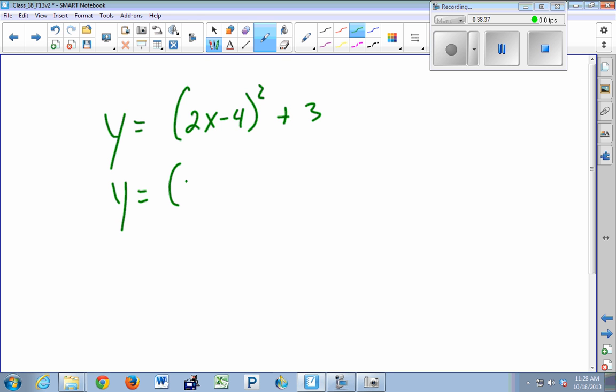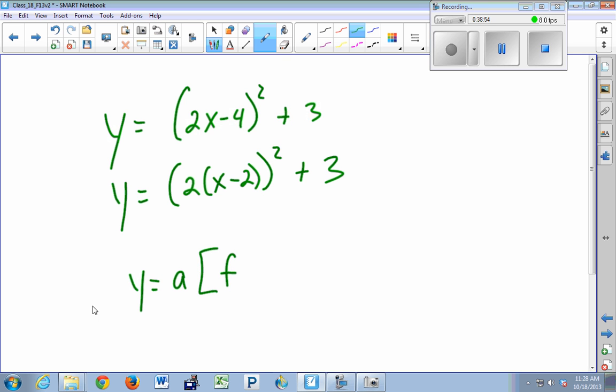You can pull out a common factor of 2 inside those parentheses. And this is what most of your functions will look like in pre-calc and calculus. They'll have this form: a, and then they'll have a function, and then inside the function, the b will be outside.